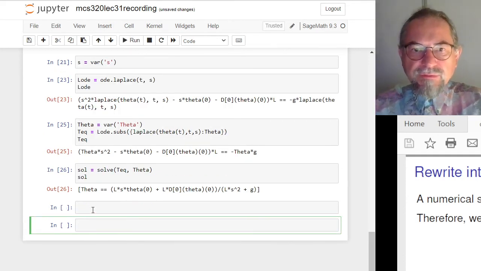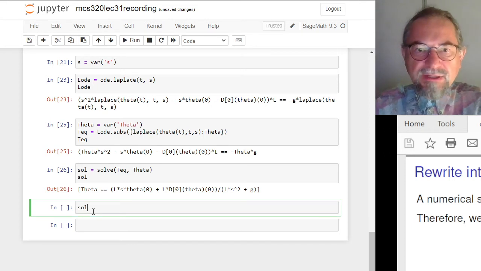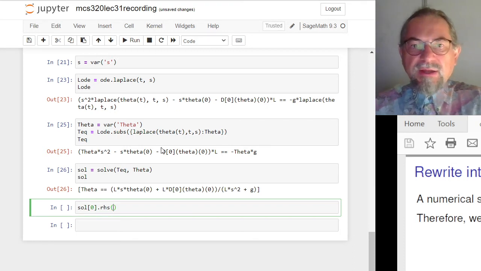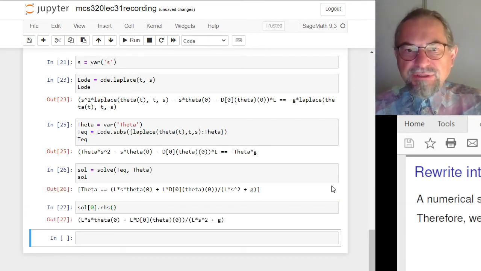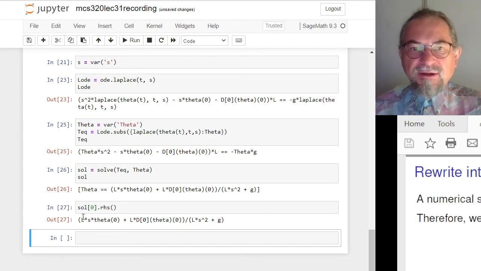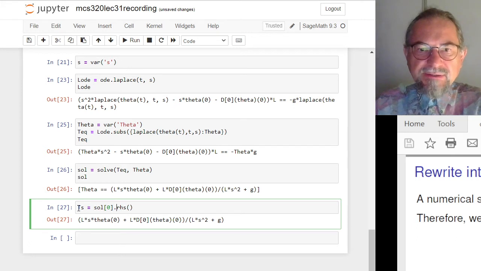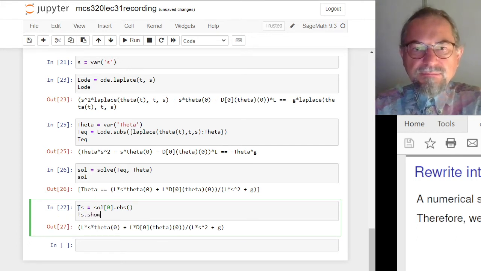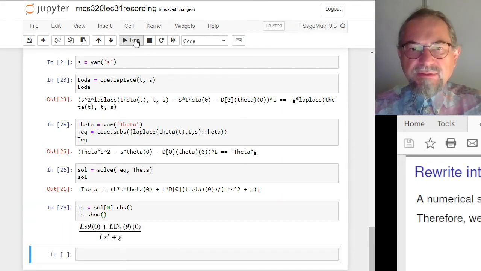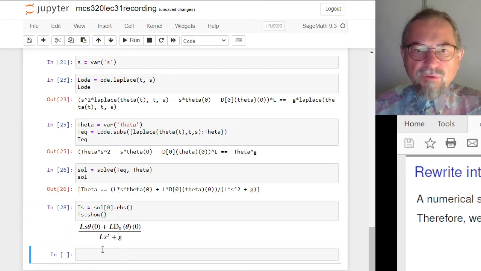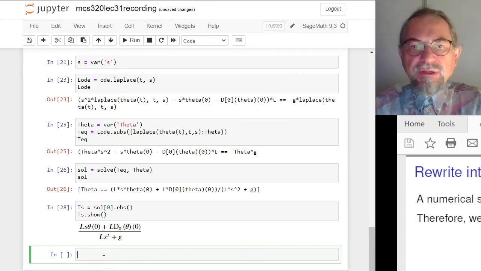So I probably have used solution a little bit too much. I have to take the inverse Laplace transform of the right hand side. And note that the solution is a list, so I have to select the list. So that's the form for the TS, so call it TS. And let me nicely typeset it. So this is the form. And now I can compute the inverse Laplace transform. That will give me then the general solution.